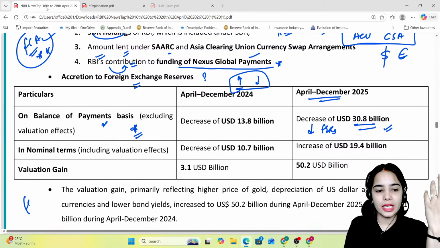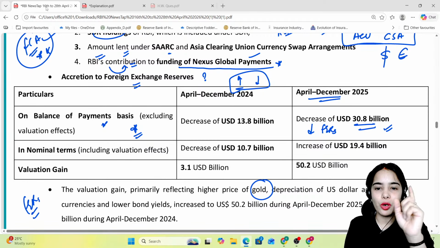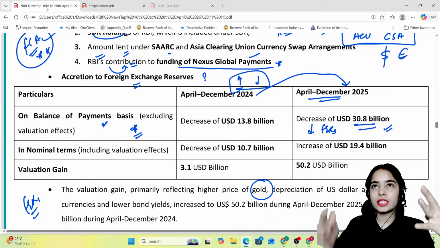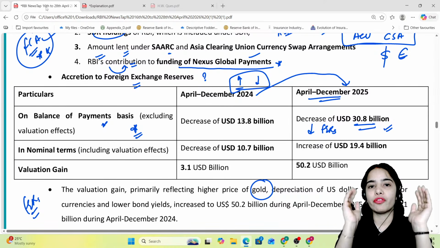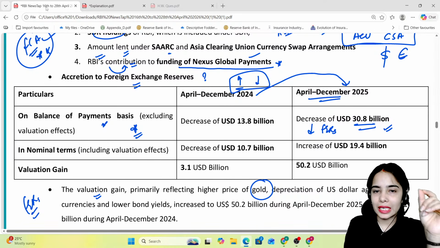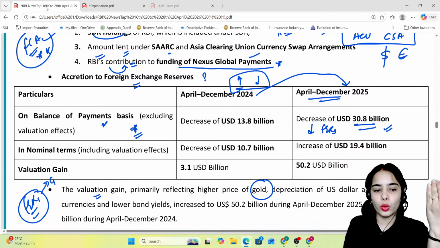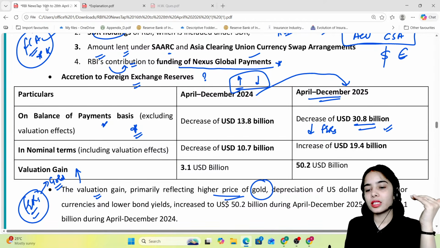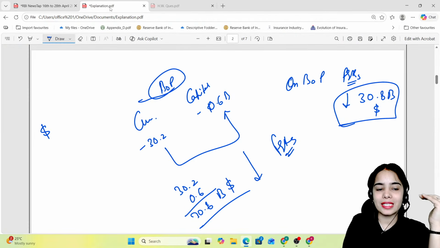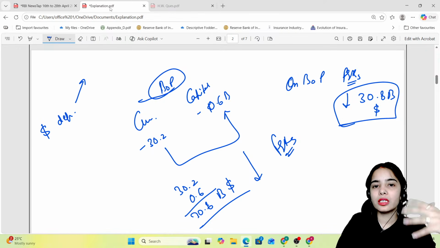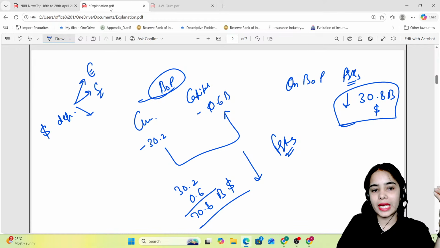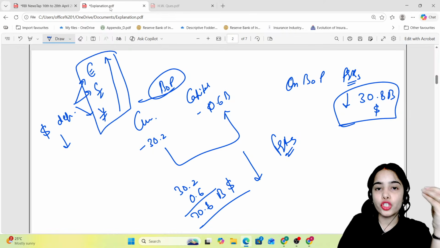But see, in the foreign exchange reserves, the RBI holds gold. And from 2024 to 2025, there has been a huge increase in the gold value. So there is a valuation gain that the RBI has got, because the RBI is holding gold in the foreign exchange reserves. Because of the increase in the gold value and the depreciation of the dollar against other strong currencies like the euro, pound sterling and the Japanese yen, the other currencies have become stronger.